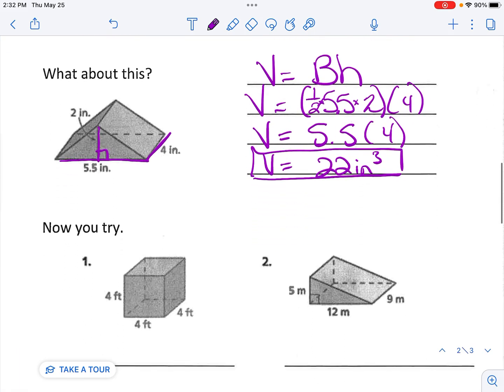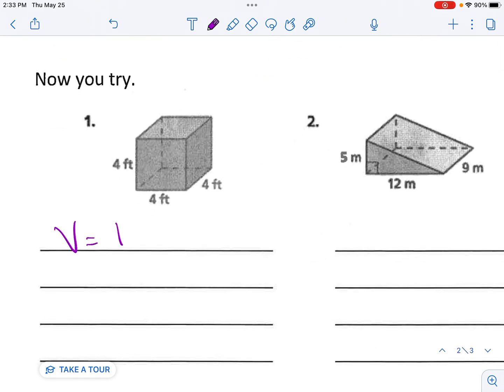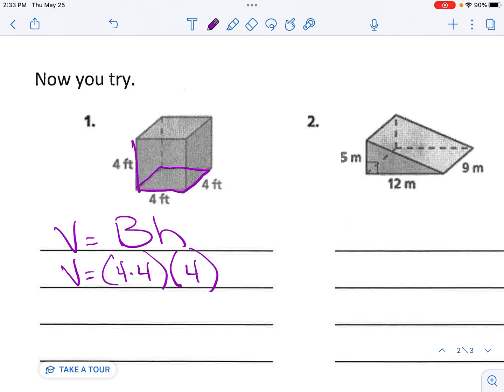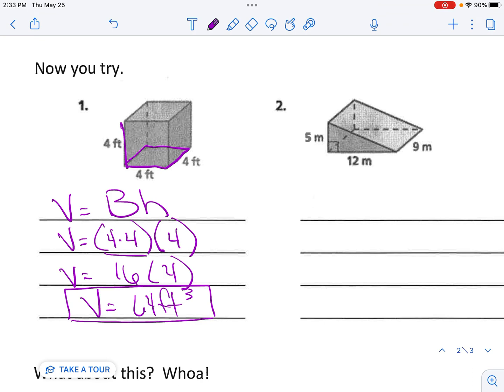Okay. What about if we have a cube? Same thing. Area of the base times the height. The base is a 4 by 4, and the height is 4. So we have 16 times 4, which is 64 feet cubed. That one would have worked with length times width times height.